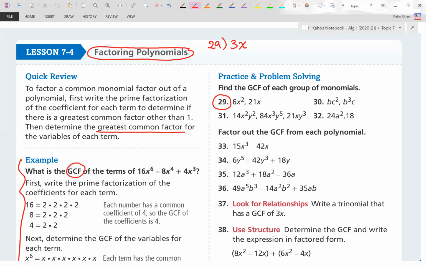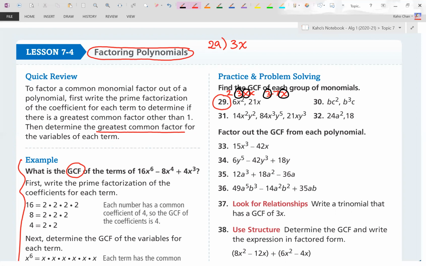Now, if you had trouble with that, you can always break down the 6 into its factors. 6 is 2 times 3, x is x, and 21 is 3 times 7, x. And if I circle the common factors, you'll see that I come back to my GCF that I got mentally up there, okay? So that's one way of looking at it.